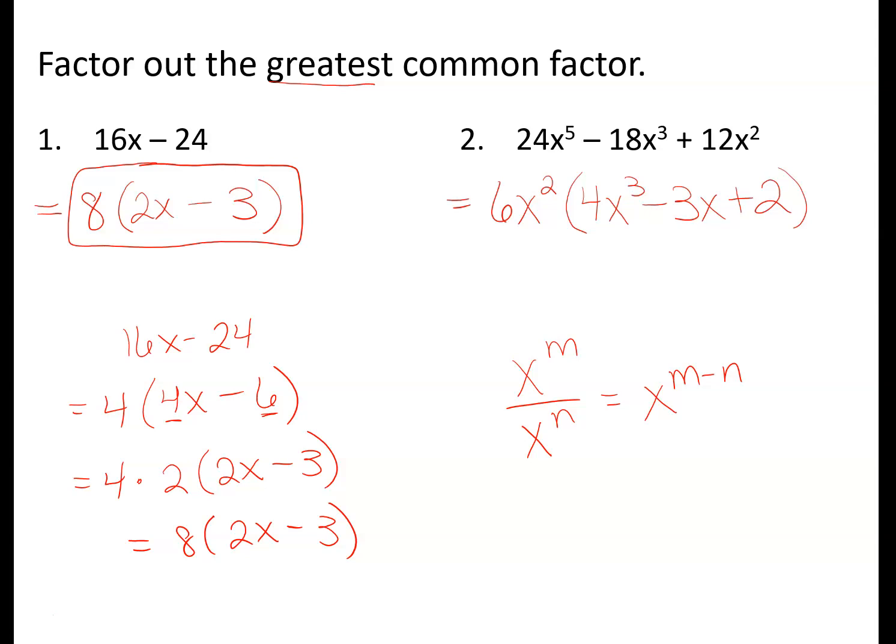Check to make sure that we've got the greatest common factor. 4, 3, and 2 do not have any common factors other than 1. So that means the 6 must be the greatest. So it can't go further.